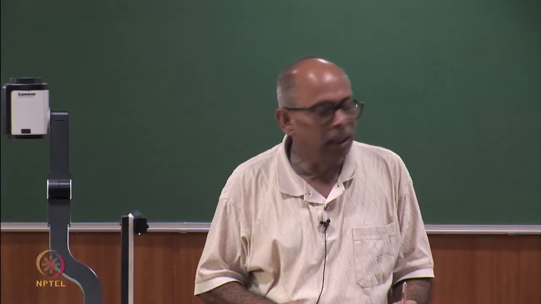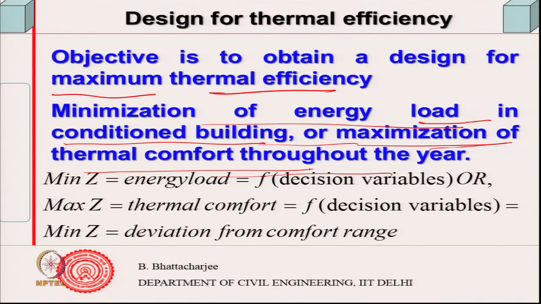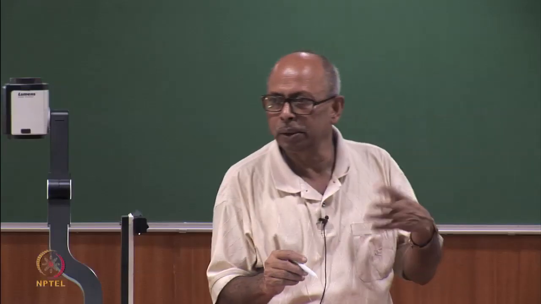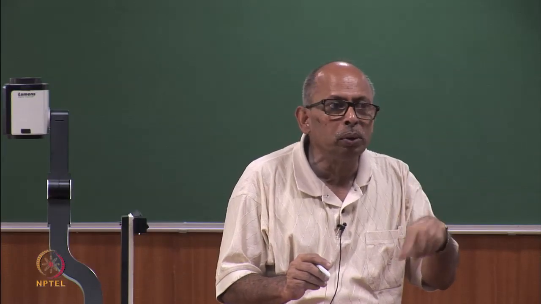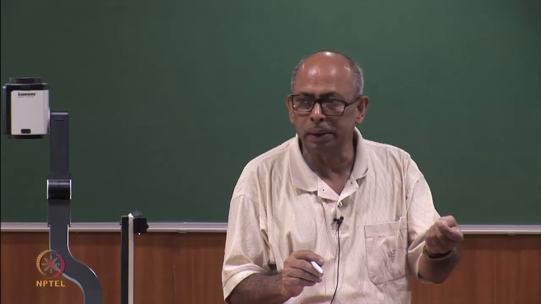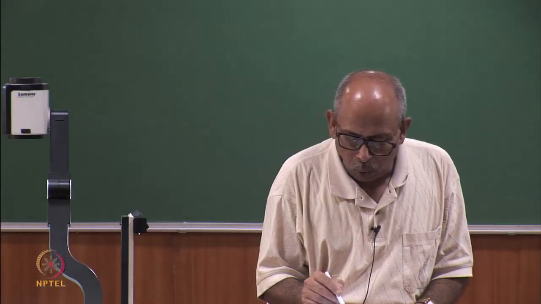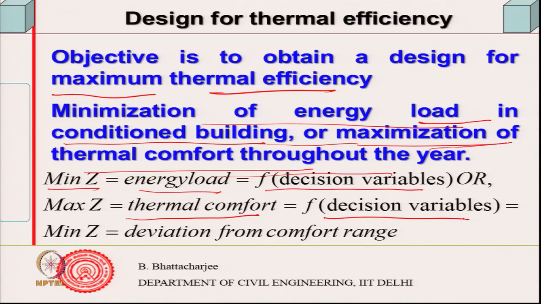So which actually would be something like a mathematical optimization process. And I can write it like this: minimize Z, which equals energy load, which is a function of decision variables. If you have been associated with any kind of optimization process, decision variables are basically those on which you want to take the decision, right? Or maximize thermal comfort, which is also a function of decision variables, right? In other words, this can be equal to minimization of deviation from comfort range. So that's what is our objective.